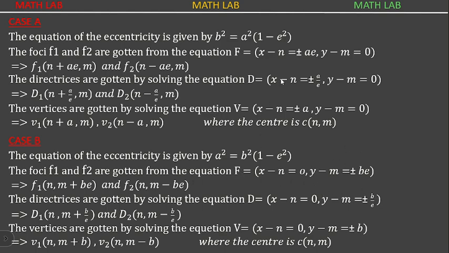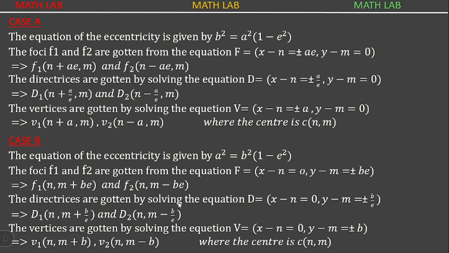Now for this case, there's one thing you need to note. For case a, it was x minus n equals to plus or minus ae. Now for case b, it will be x minus n instead equal to 0, and y minus m equals to plus or minus be. On the other side, now we use the b. So f1 will be denoted as (n, m plus be), and f2 will be (n, m minus be).